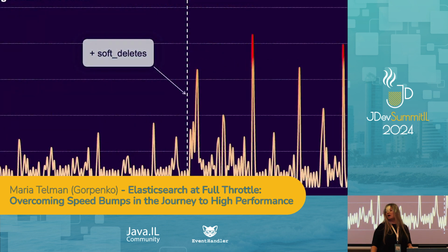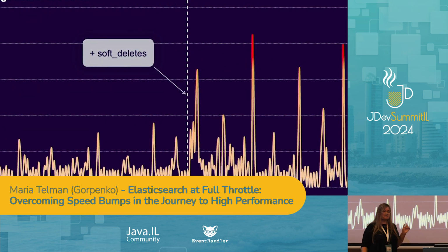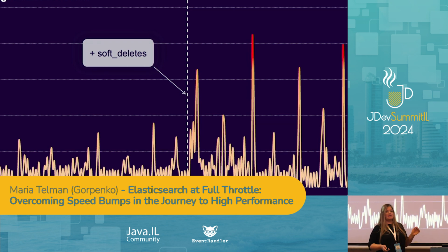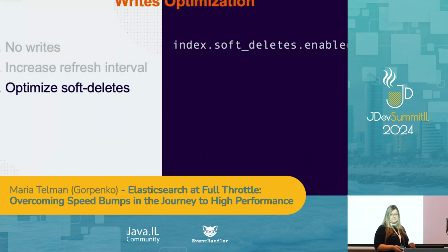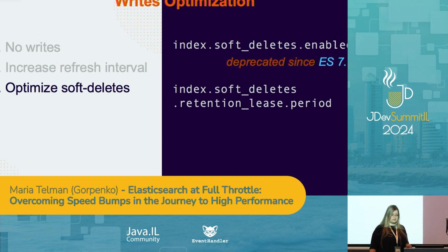This graph shows how introducing soft deletes increased our merge sizes, and the more documents moved, the harder the merge. These red spikes led to heavy freezes in our search requests. So we decided to disable it, but this parameter is deprecated, so it's better to adjust the retention lease period.